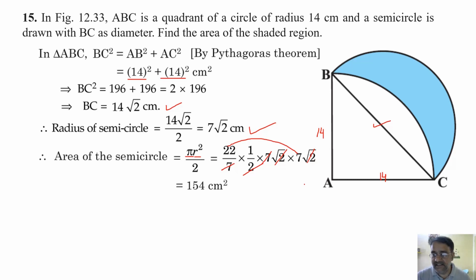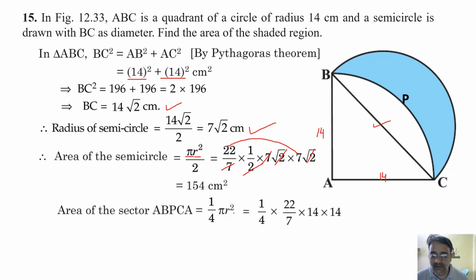Now the area of sector ABPCA, this one. ABPCA means the area of the quadrant. I am talking about the area of the quadrant. So this is 1 by 4 pi r square. 1 by 4, 22 by 7 into 14 into 14. So 14 we can cancel with 7, and this also cancels, and 2 also we can cancel. So we'll get 22 into 7, 154 centimeter square.